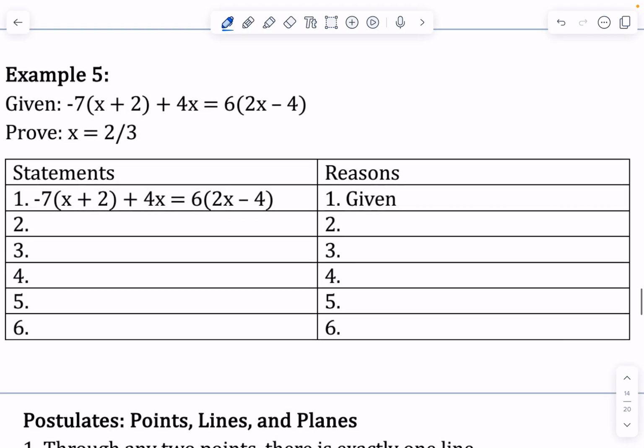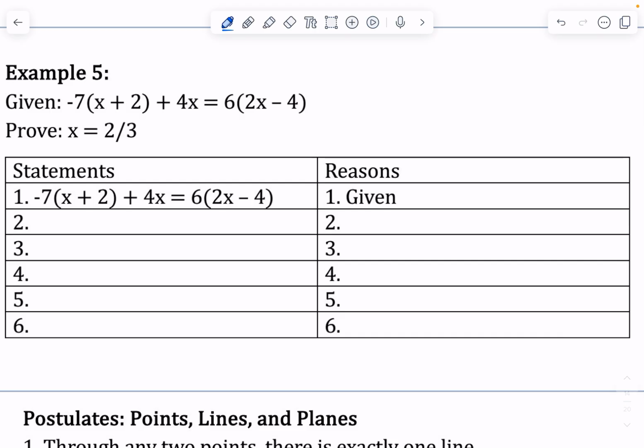All right, last one. So what we have here is we need to solve this big long problem. So again, lots of ways to do it. What I see right away, I see parentheses, so I'm going to distribute right away. Okay, and if you're doing distributive property, I don't mind if you do that on the same line, if you're doing the same reason. So let's just combine that. Let's go -7x minus 14 plus 4x equals 12x minus 24. And I did distributive property, not POE. Right? I know I did it on both sides, but it's really the distributive property twice.